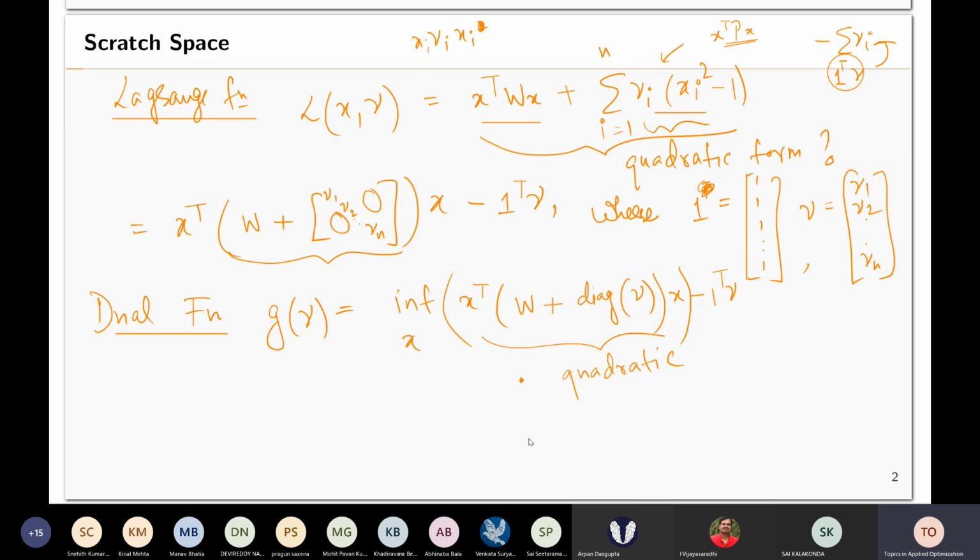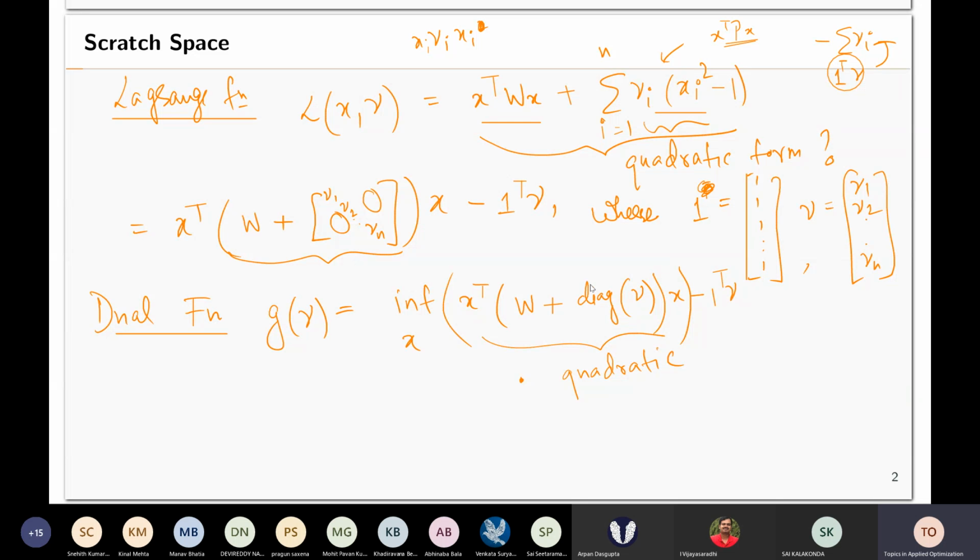Okay, so what is the infimum of this, and what are the dependencies on this matrix? Right. So these things will help us to find the infimum of this guy. Right. So what do you think? What would be the infimum of this guy? This is a quadratic, right? Since time is less, let us do this quickly.